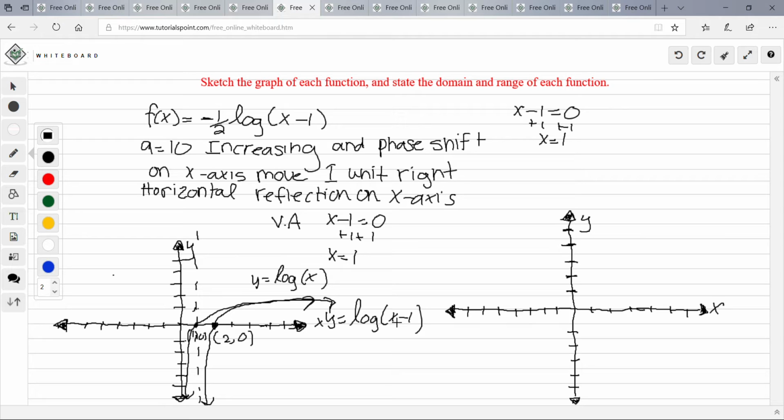Now let's graph this negative one half. It means there's going to be a horizontal reflection on the x-axis, so it's going to look flipped. It's going to look something like this.